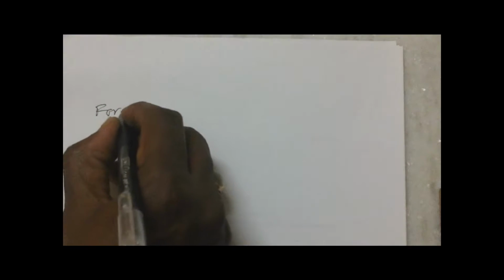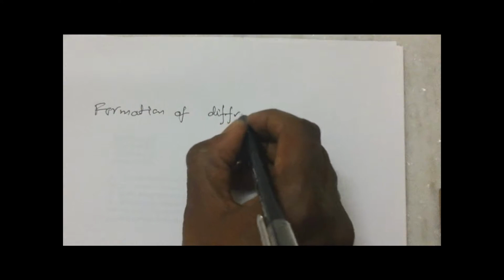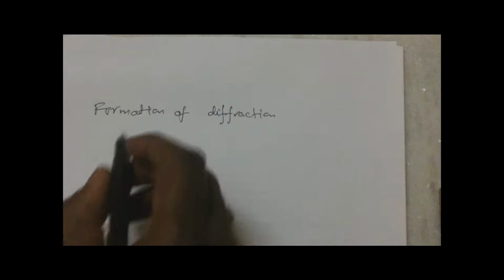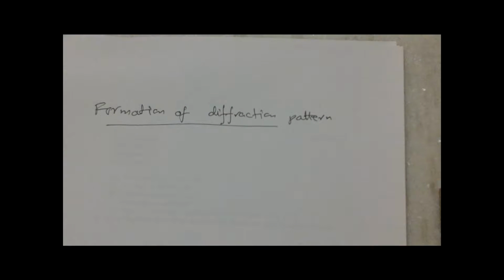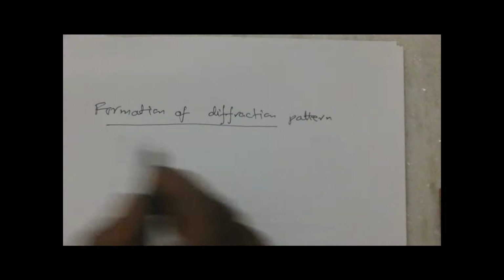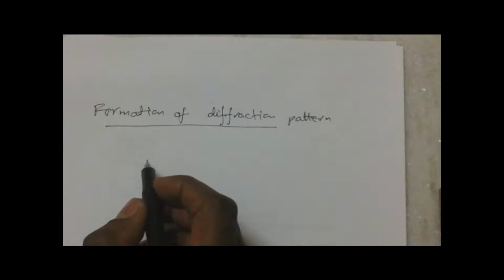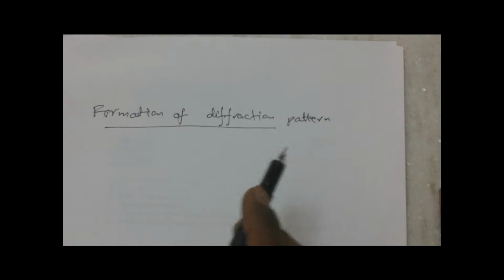Formation of diffraction pattern. Here the diffraction pattern happens just like interference, as already said, but here is the main difference between the formation of diffraction and the formation of interference. Now I am going to explain how the diffraction pattern is forming.